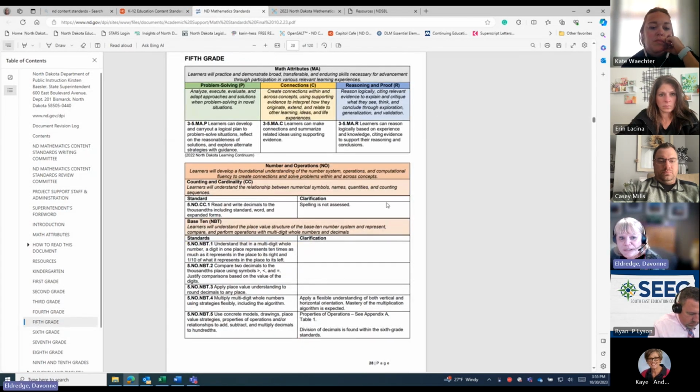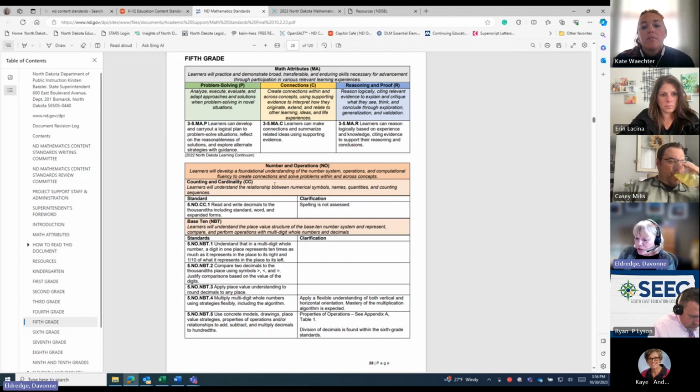One of the things that you're going to see is that we added some counting and cardinality in the intermediate grades, because when we did our research and we looked at some of the reports that were out there, they said that this was very, very important, that they understand their number sense very, very thoroughly so that they have those concepts down by the time that they get to the high school level. We expanded number identification and writing through 5th grade for whole numbers and decimals to provide that firm foundation.